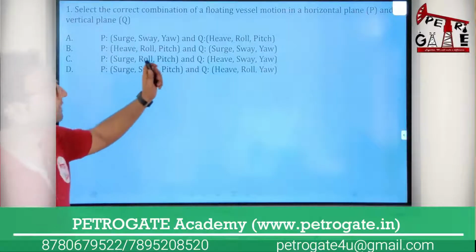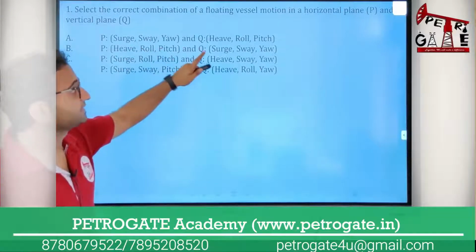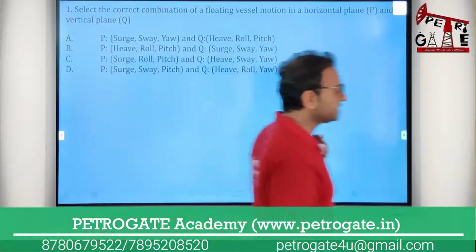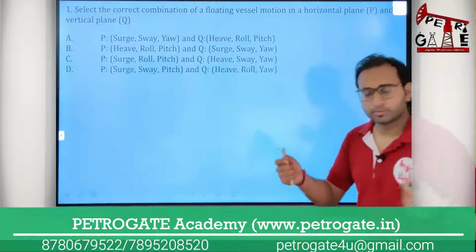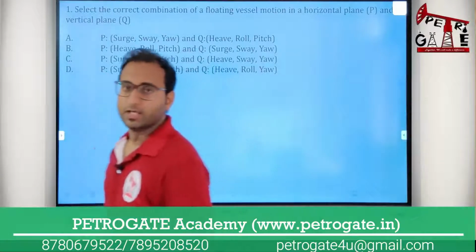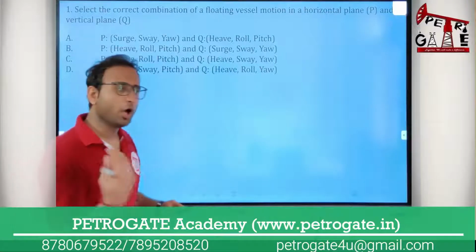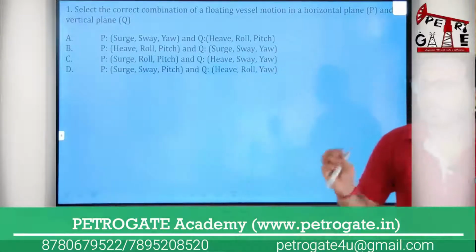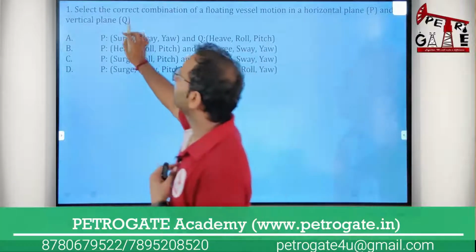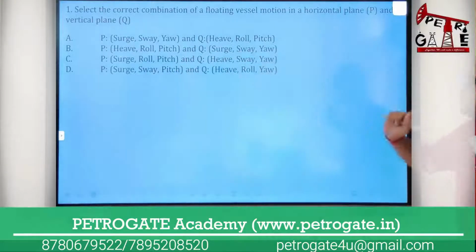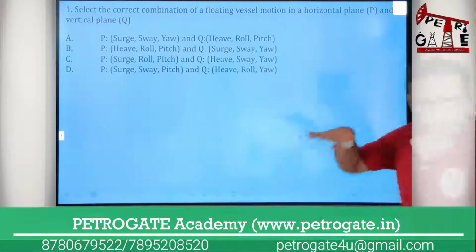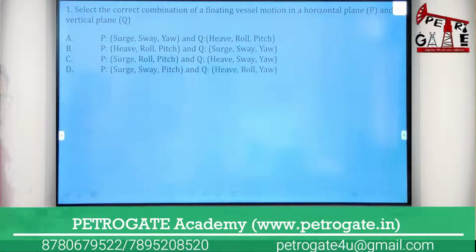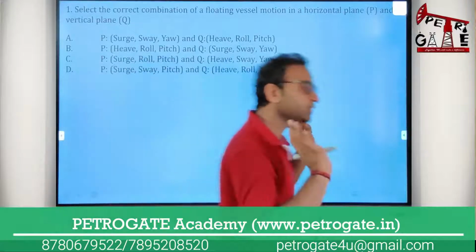Now the question says: the combination of floating vessel motion in the horizontal plane is P and in the vertical plane is Q. So it is asking for the combination of motions of this particular vessel: which horizontal motions are represented by P, and which vertical motions are represented by Q. Simply put, the horizontal motions are represented by P, and the vertical motions by Q, according to the question.